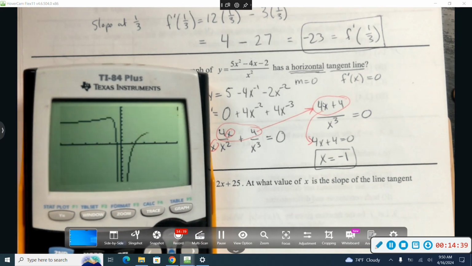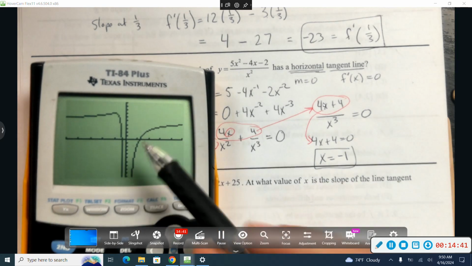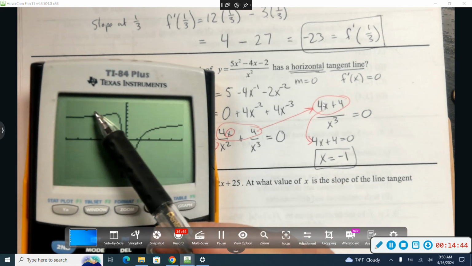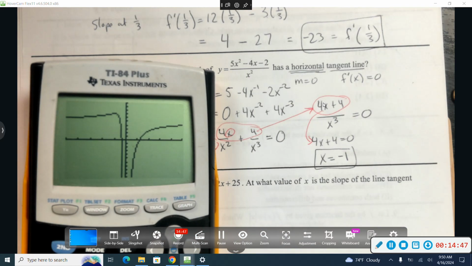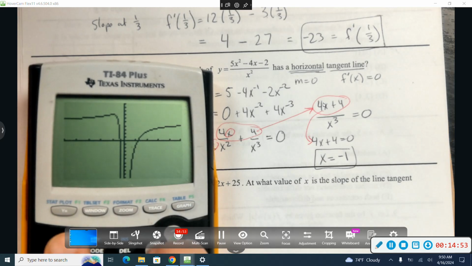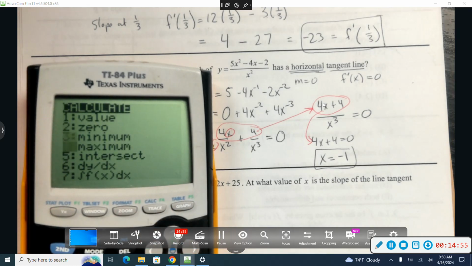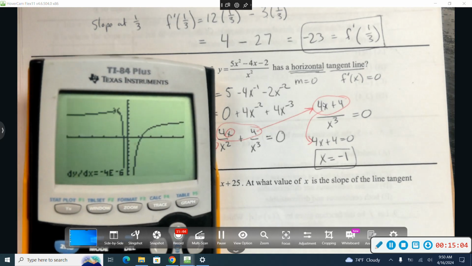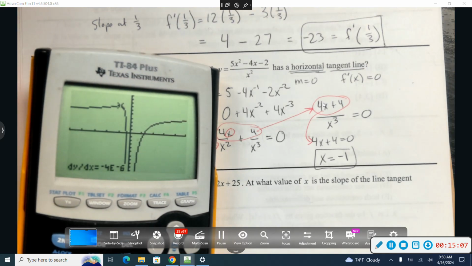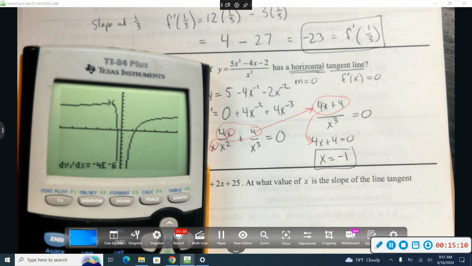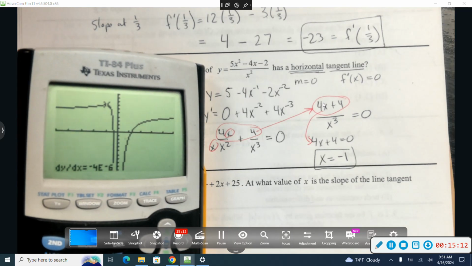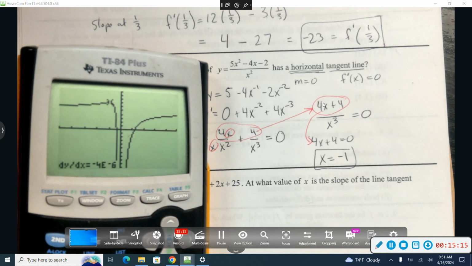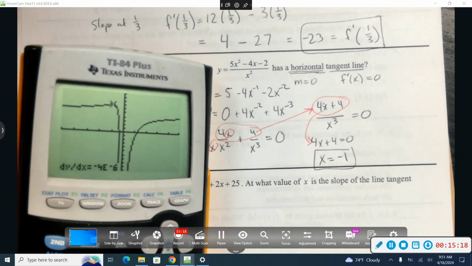Oh, it is a horizontal tangent line at x equals -1. Right around there, it sort of makes the turn from increasing to decreasing. So there's a horizontal tangent line there. A little trick: second calc, dy/dx at negative 1. Okay, well the calculator does things numerically, but negative 4e to the negative 6 is pretty close to 0. So I feel good that there is a horizontal tangent line at x equals negative 1. That is a weird looking graph.